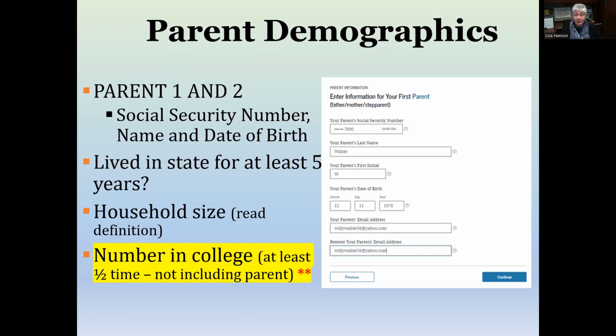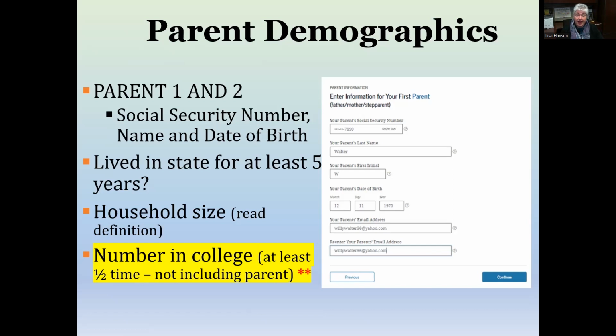We then ask for household size, and it's broken into several different questions, but read those definitions very carefully. We want to know how many people are being supported by the income that is reported on the application. So read that very carefully to determine your household size.